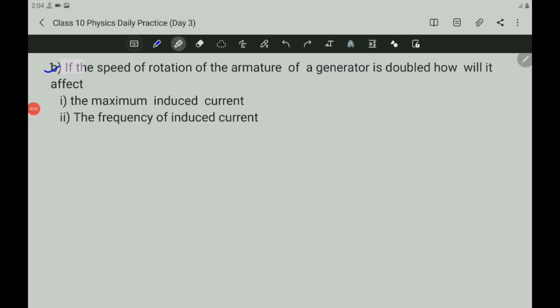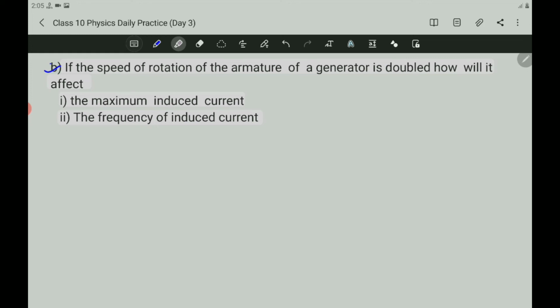Now question B: if the speed of rotation of the armature of a generator is doubled, how will it affect the maximum induced current, and second, the frequency of induced current? You know that both of them will double. If the speed of rotation of the armature of a generator is doubled, the maximum induced current gets doubled and also the frequency of induced current gets doubled.